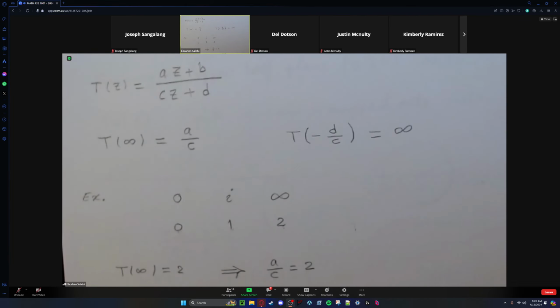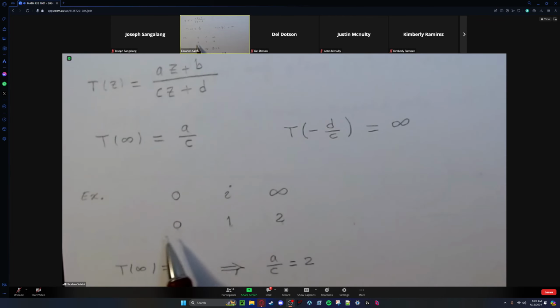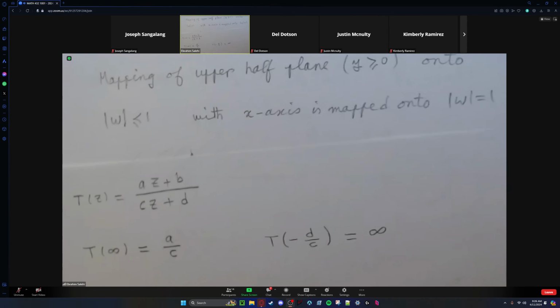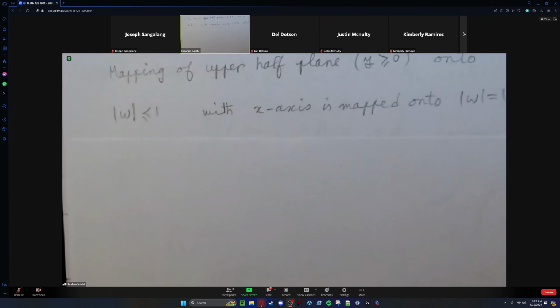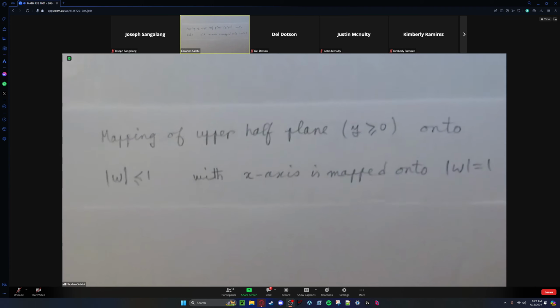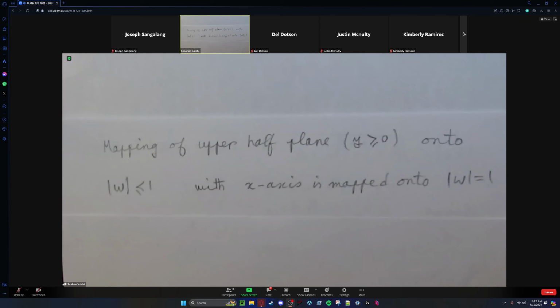You are going to have a question like this in your next test. I will give you 3 points and their images, and I will ask you to find that linear transformation. Okay. Now let's see what this linear fractional transformation does as a function. And these are the most important properties of this Mobius function.